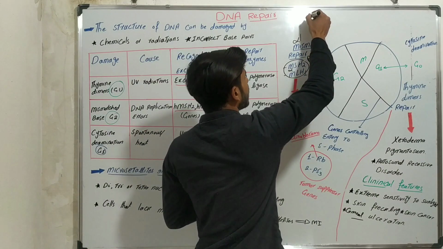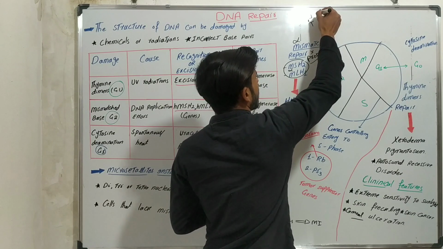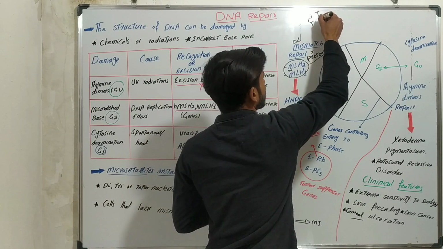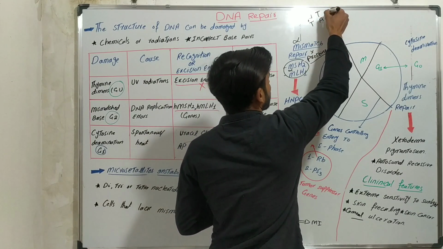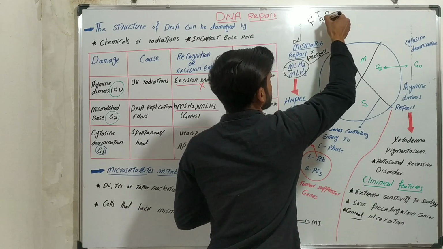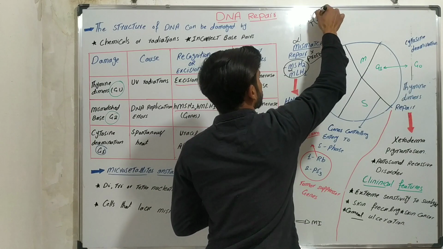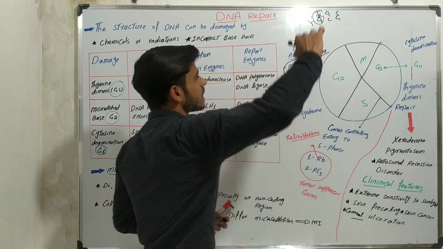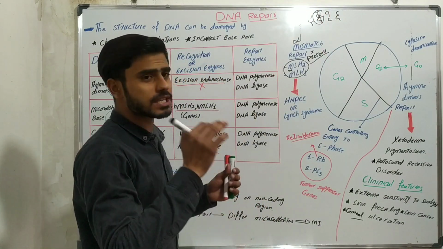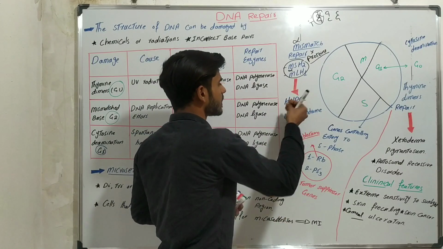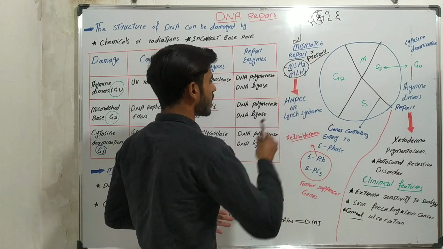It means that adenine must be with thymine, but instead there may be adenine with adenine, guanine with cytosine, cytosine with guanine. There will be a mismatch. Here maybe the guanine, meaning the mismatch will happen, and this mismatch will cause the disease named HNPCC or Lynch syndrome.